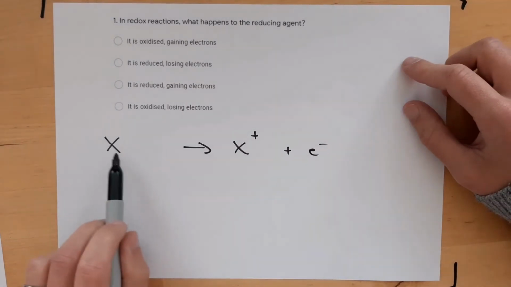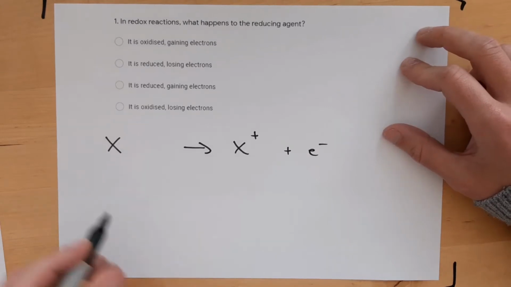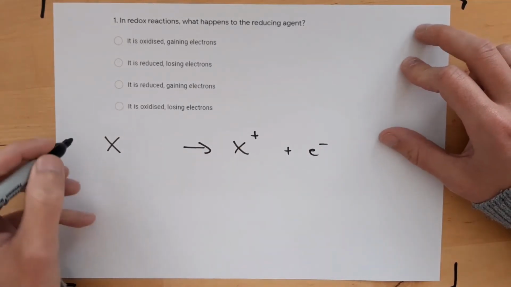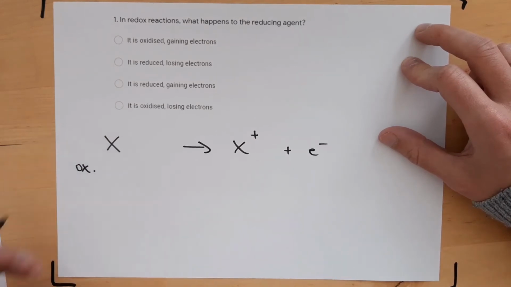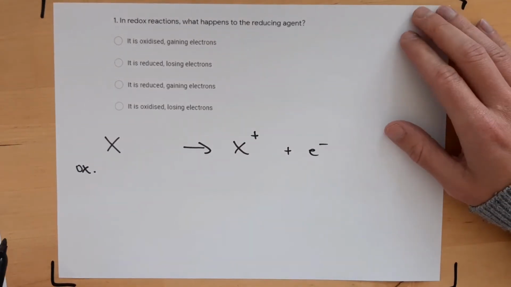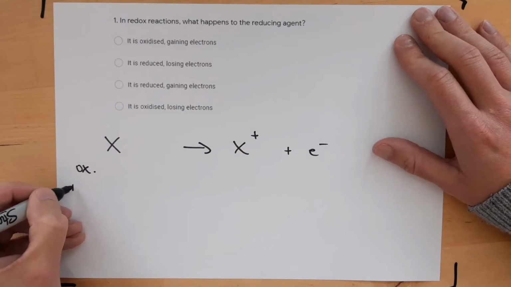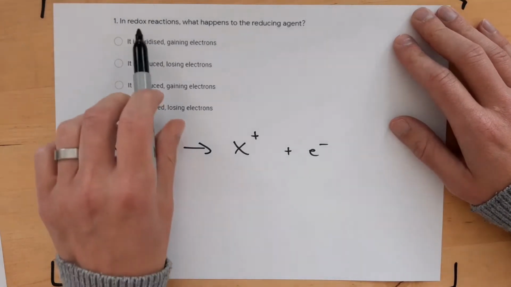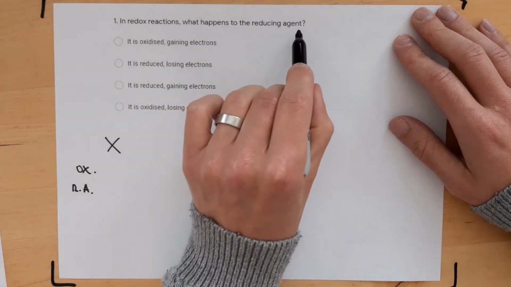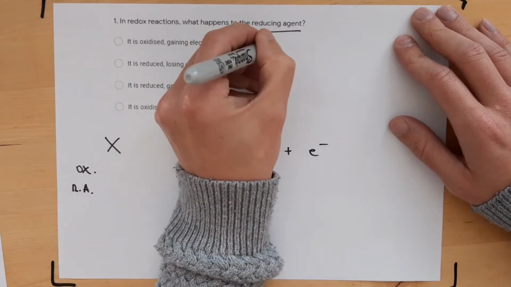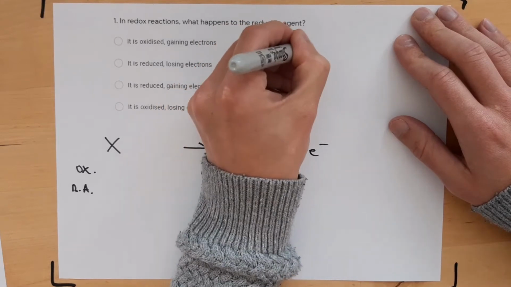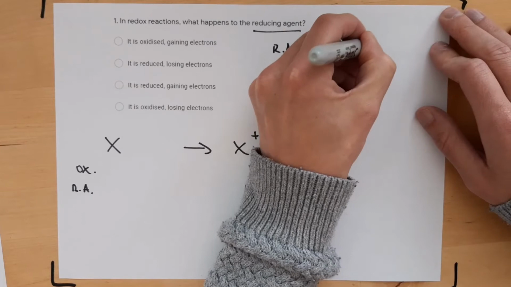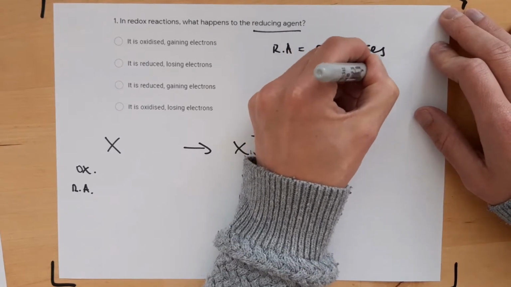So what's happened to chemical X here? Well, chemical X here has lost an electron. So we can say that this chemical here has been oxidized. If it has been oxidized, it is therefore the reducing agent. So in a redox reaction, what happens to the reducing agent? So the reducing agent in any reaction, the reducing agent equals oxidized equals loses electrons.